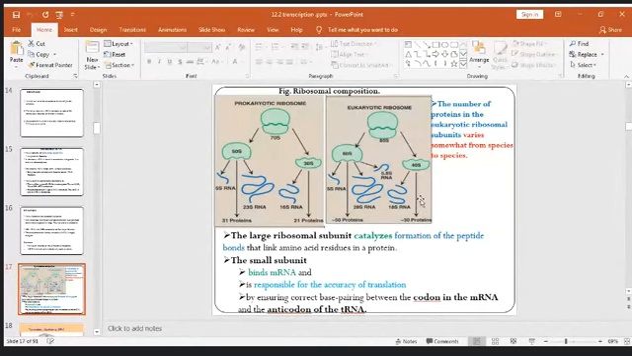So the number of proteins in the eukaryotic ribosomal subunits varies somewhat from species to species, especially in eukaryotes. The large ribosomal subunit catalyzes formation of the peptide bonds that link amino acid residues in the protein.